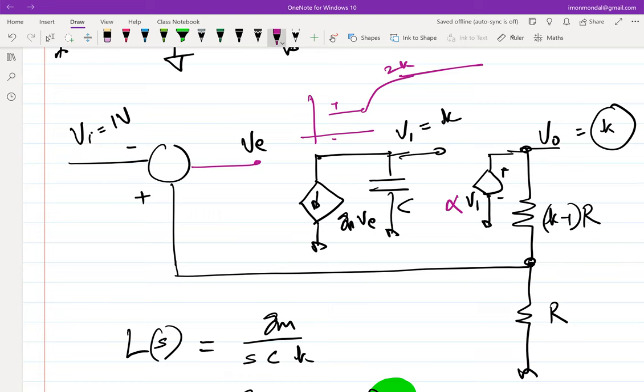Right. So again, the error correction mechanism: the loop will do anything that is in its power to ensure that virtual ground holds. So the input of the error amplifier goes to 0 if the loop gain is infinity. So anything that needs to change for that to happen will happen. Exactly. So how fast this change will happen, you can now, without doing any calculation, tell me what will be the time constant of this slope from K to 2K.